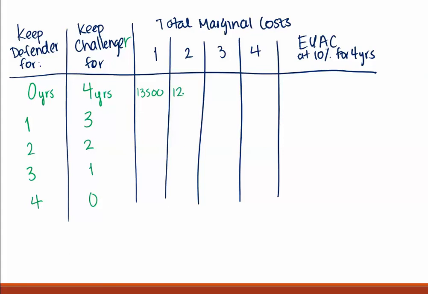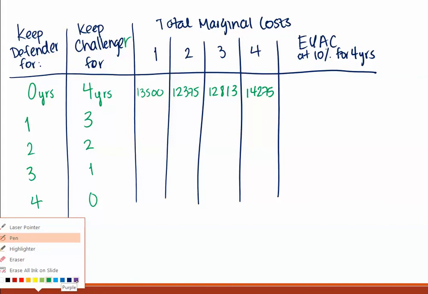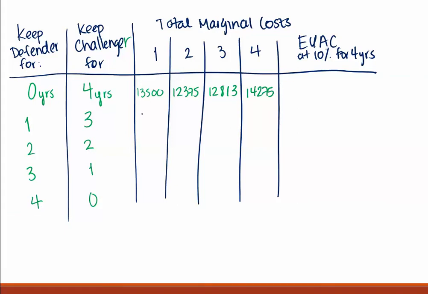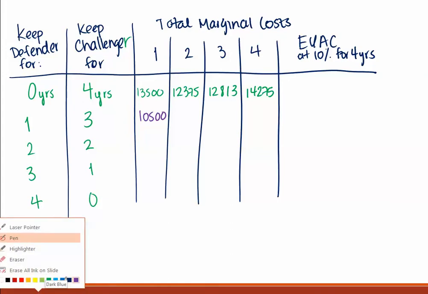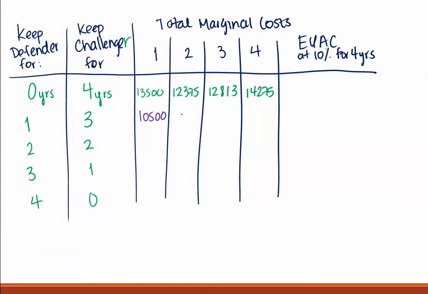So this is going to be 12,375, 12,813, and 14,275. Right? Okay. Now, if I decide to keep my Defender for 1 year, then this year right here is going to belong to the Defender, and the rest of the years are going to follow the Challenger, but they're going to be shifted because now what year 1 for the Challenger will be year 2 overall.